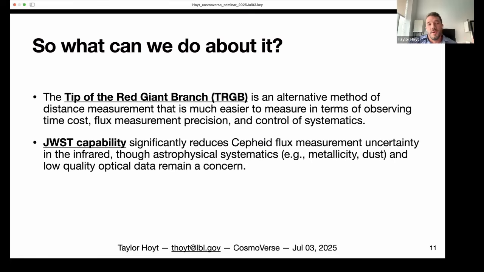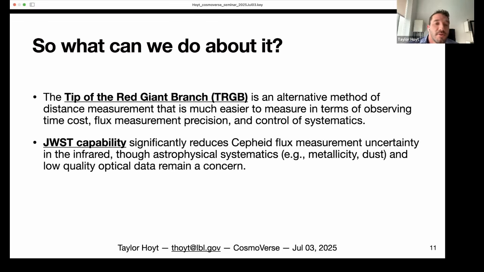And so what can we do about it? I see there are really two main paths that can address this issue. One is a different method, the tip of the red giant branch, which does not suffer from the same extreme source crowding issues that dominate this Cepheid flux measurement instability.